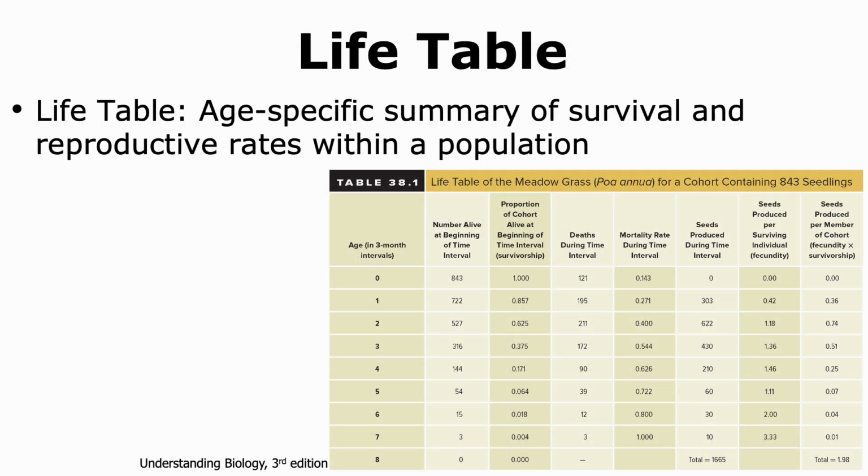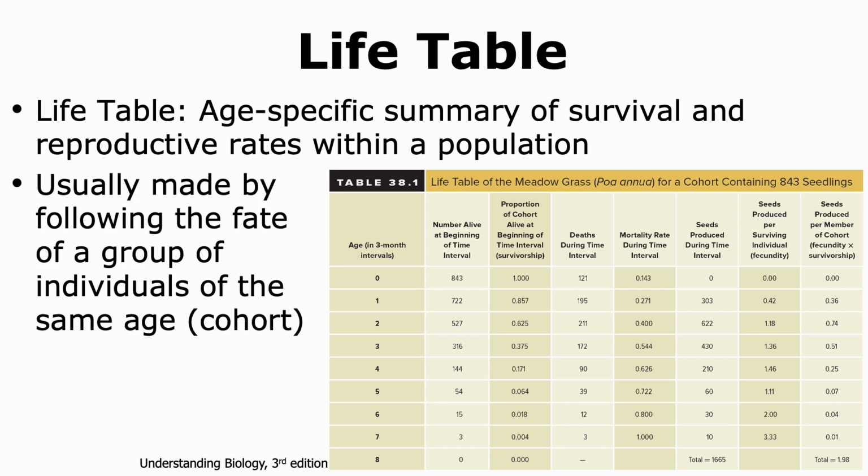The age structure and age-specific summary of survival and reproductive rates within a population can be shown in the form of a life table. A life table is usually made by following the fate of a group of individuals that belong to the same age. This group of individuals is called a cohort. In the life table that is shown here, we are following 843 seedlings that belong to the meadowgrass. Thus, these 843 seedlings are our cohort.